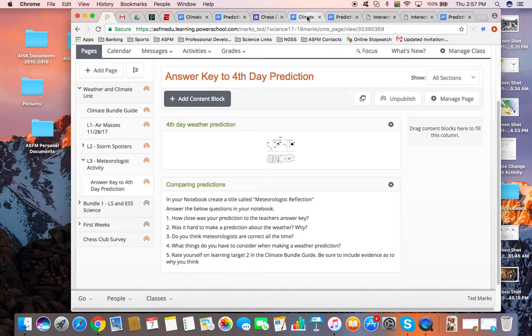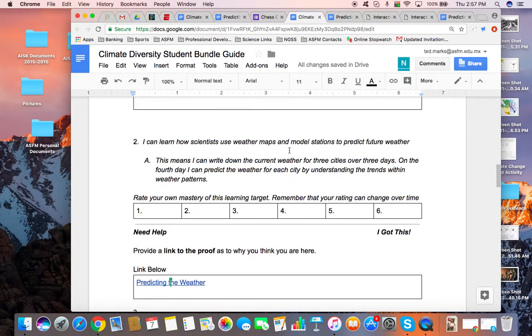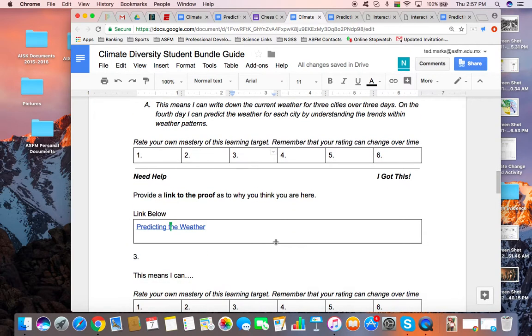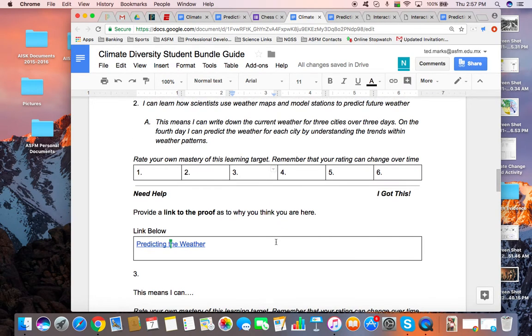Finally, you go back to the climate bundle guide, and then you only have one proof. This is your document here, and then how well you did on the prediction. I would like you to put it here or here, wherever you think you are. Okay, that's it, and then you're all caught up.